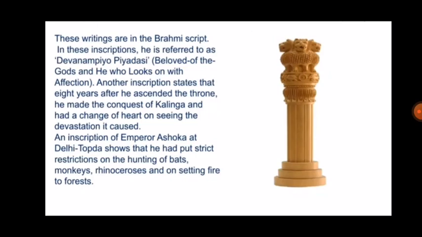Another inscription states that eight years after he ascended the throne, he made the conquest of Kalinga and had a change of heart, seeing the devastation it caused. An inscription of Emperor Ashoka at Delhi Topra shows that he had put strict restrictions on the hunting of bats, monkeys, rhinoceros, and on setting fires to forests. It means King Ashoka did not like anyone killing animals or burning down trees.